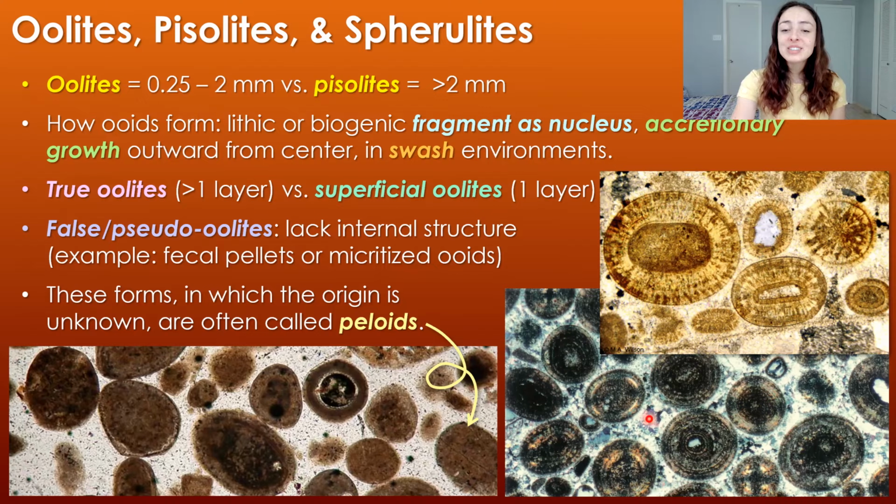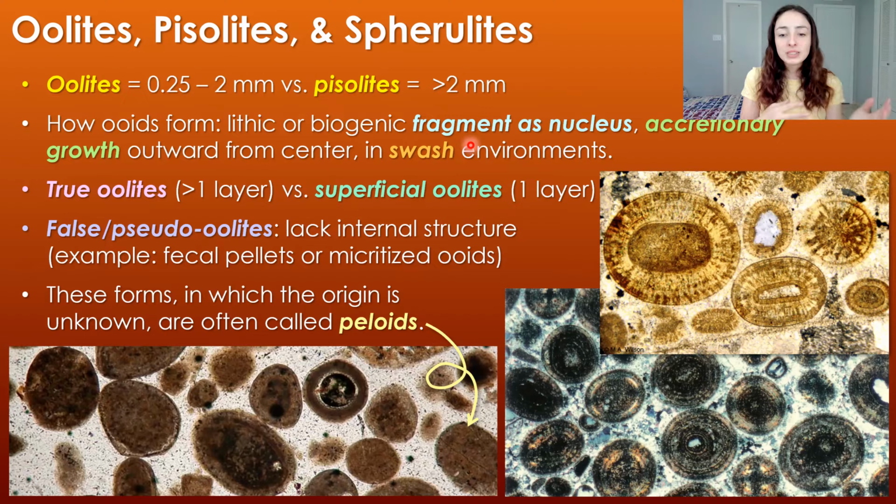Well, they're these spherical types of grains that form from accretionary growth around a nucleus or lithic or biogenic fragment that they use as their nucleus to grow material around. And this occurs by basically being in a swash environment where they're being swashed back and forth in a shore face environment. We talked about swash zone in the beach or shore face video. I'll link it up here if you want to check it out.